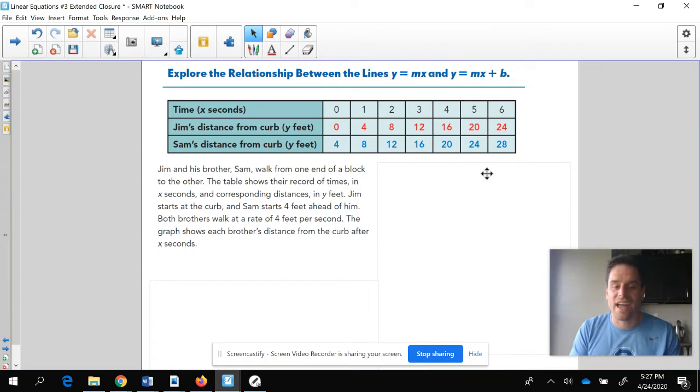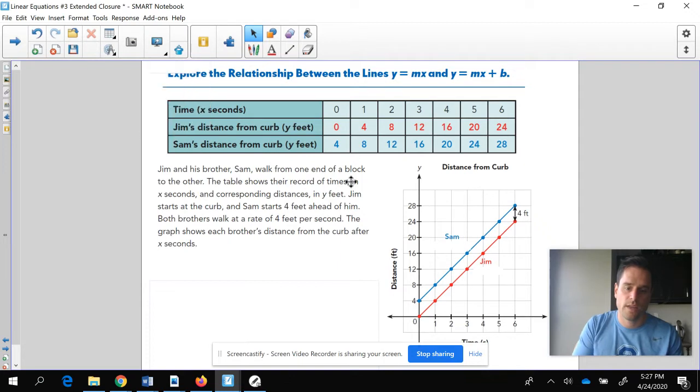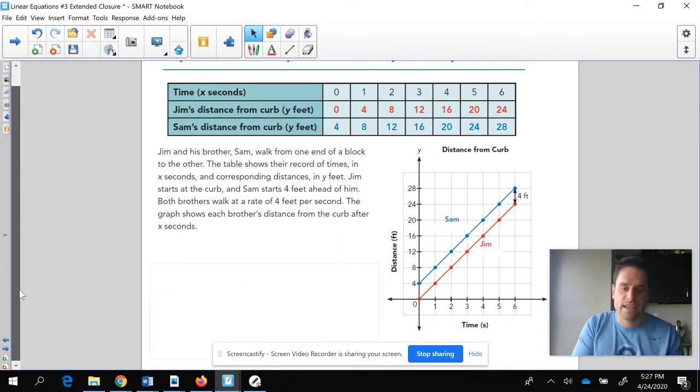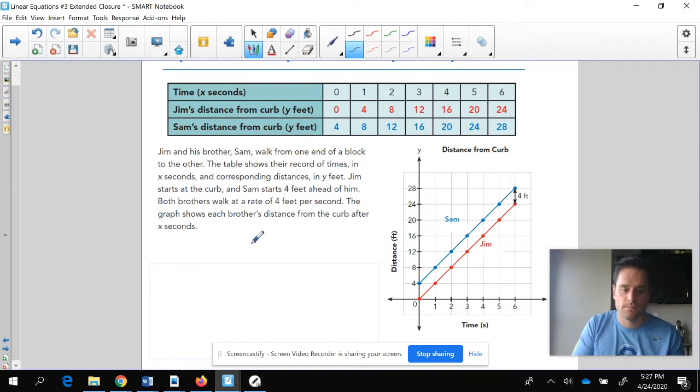Both brothers walk at a rate of 4 feet per second. And it says the graph here shows each brother's distance. Okay, so we have each of their distances here. So my question for you is, we have this graph of what they're doing, but what is their equation? Well, the first thing you want to do is find the slope.